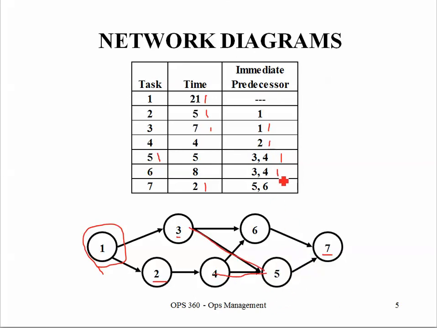Task 6 has the same 2 immediate predecessors as 5 does, 4 and 3. And task 7 has 2 immediate predecessors as well, task 5 and task 6. So this is all the information we need, whether it's represented in this chart or in this diagram, in order to determine the length of time necessary to complete the project and what the critical tasks are and what the critical path is.